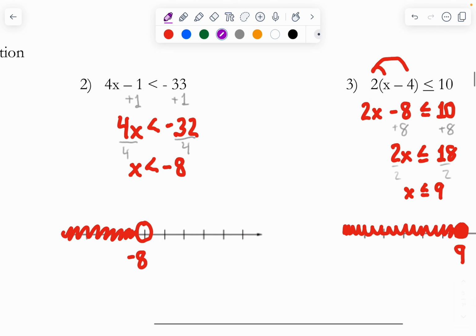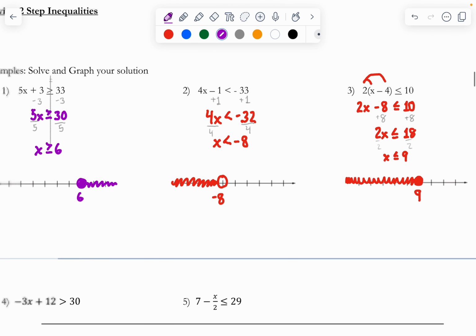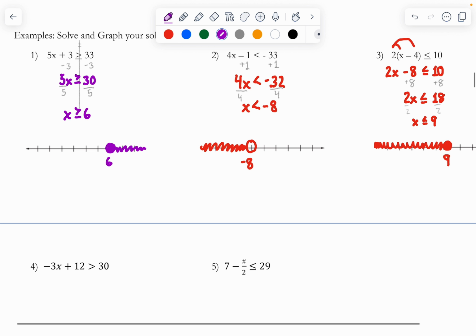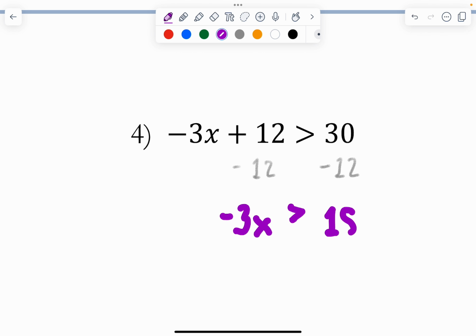It's still less than. Over here we have distribution, right? We distribute, okay, and then we add the 8, and then we divide by 2, and I get x is less than or equal to 9. All right, so pretty basic stuff, just 2-step equations to solve. Now, number 4, this is where things are going to get a little bit different, right? We're going to take care of this addition or subtraction first. So we'll have -3 is greater than 18.